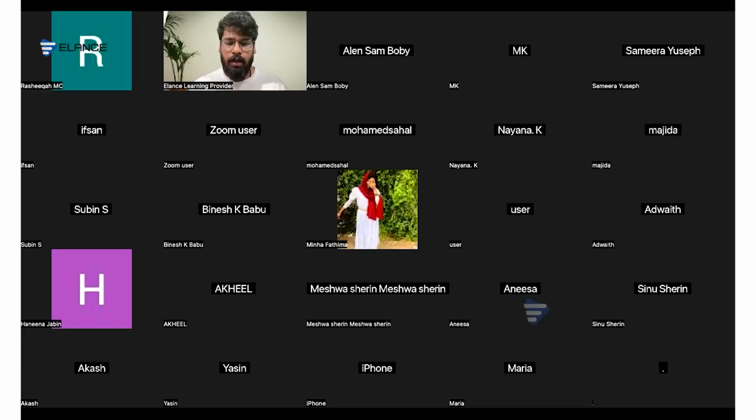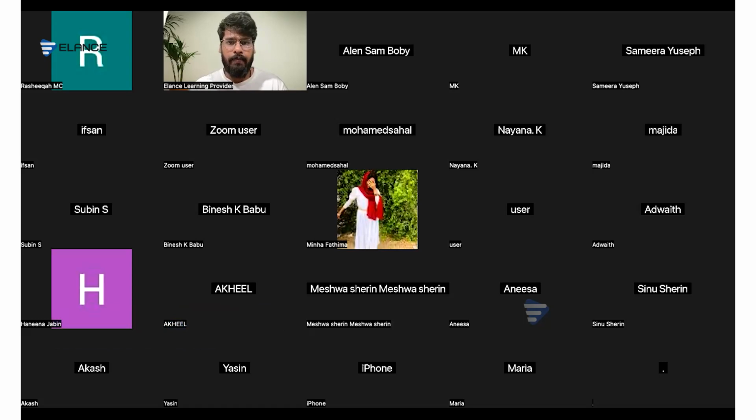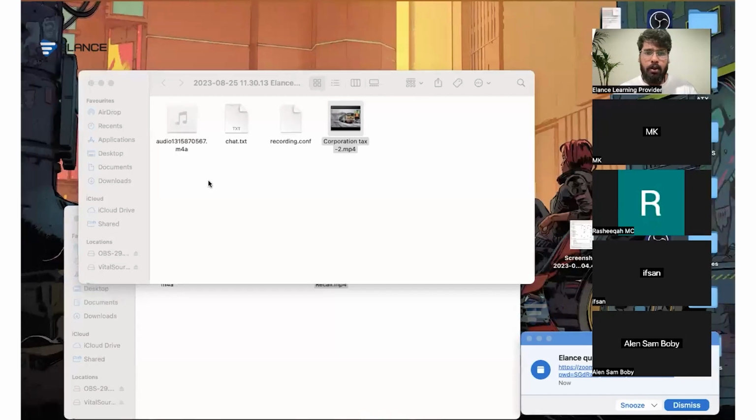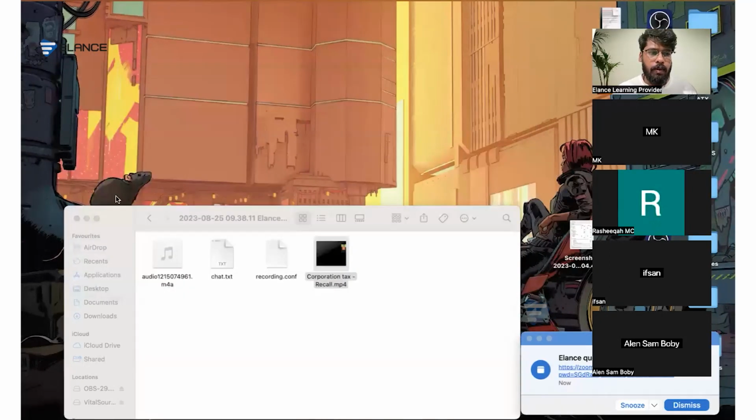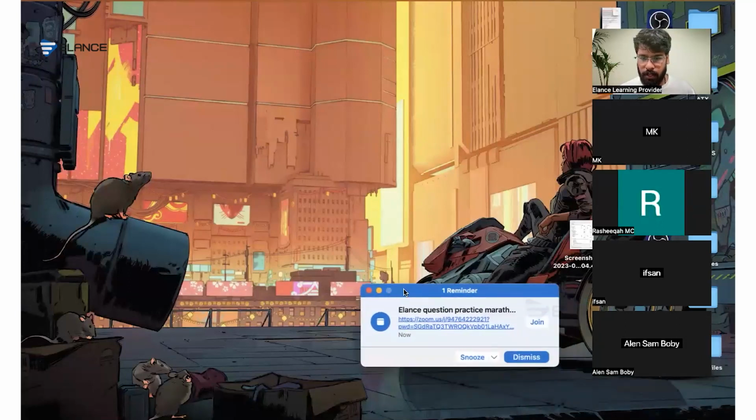So guys, today we are going to practice some questions from corporation tax and CGT. These are the two portions we are going to discuss today. First of all, do you have any suggestions in the questions from corporation tax? If you have any suggestions, we'll do that question.